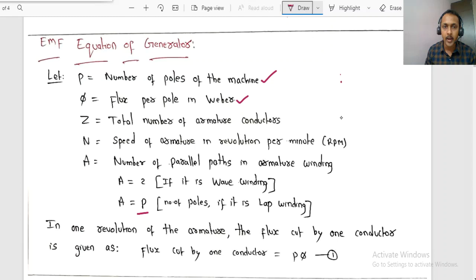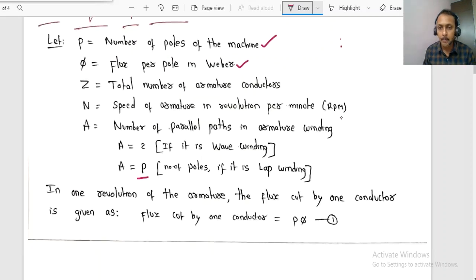So these are the variables we will be having in the derivation of this equation. P indicates the poles, phi flux, Z number of armature conductors, N speed, A number of parallel paths. Now, by the time the conductor completes one revolution, obviously it will pass through P number of poles. Here, phi indicates the flux per pole. So the flux cut by one conductor will be equal to P phi, where phi is the flux per pole and P indicates the number of poles.